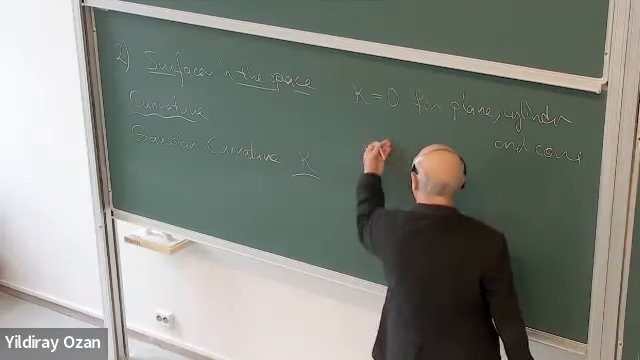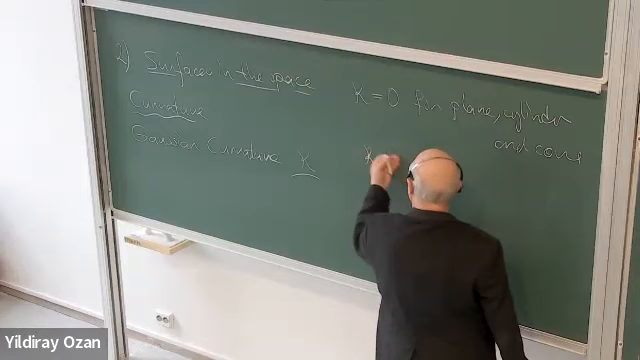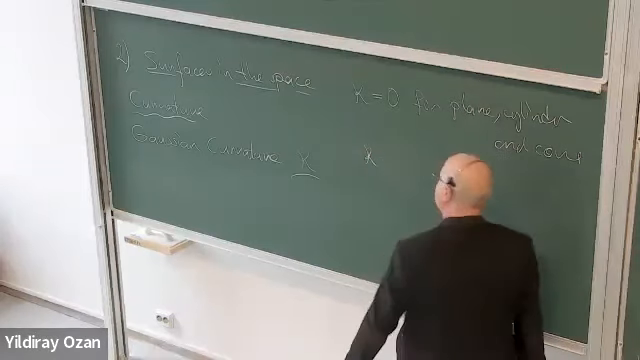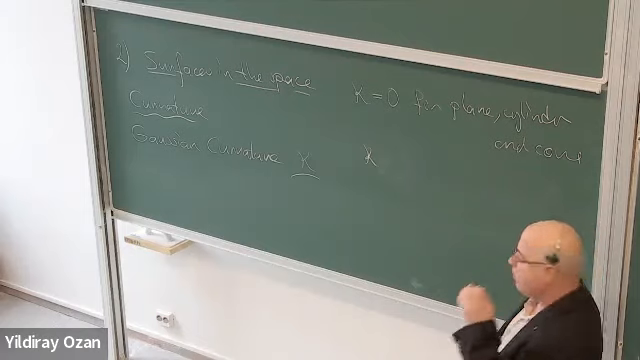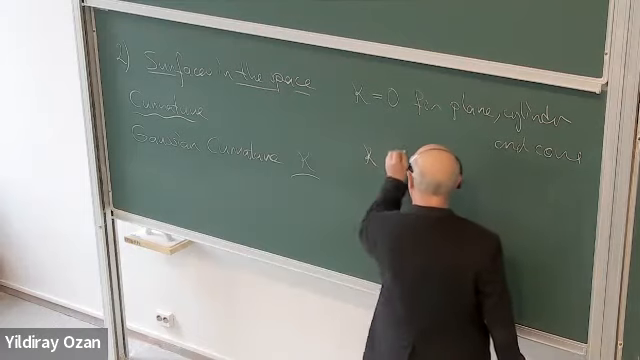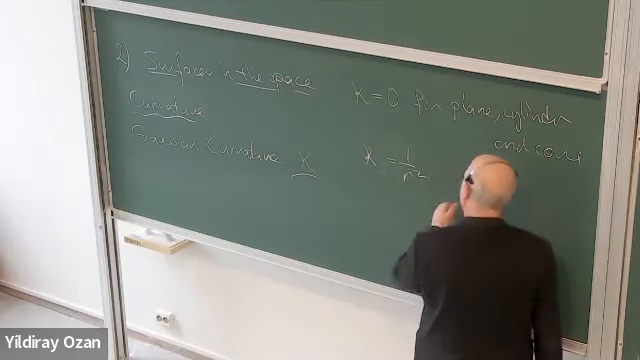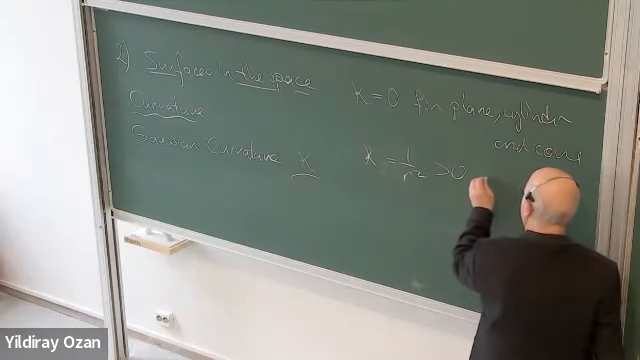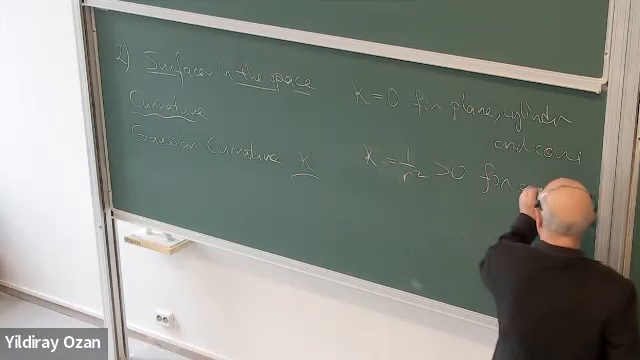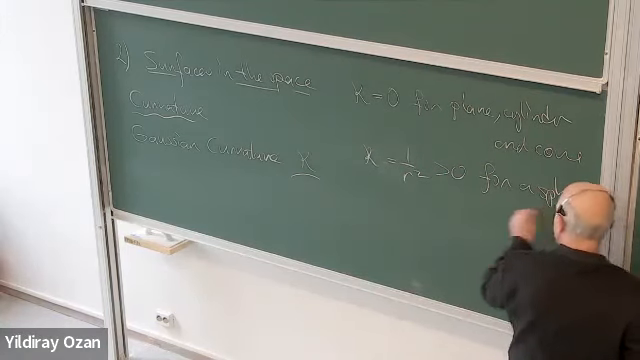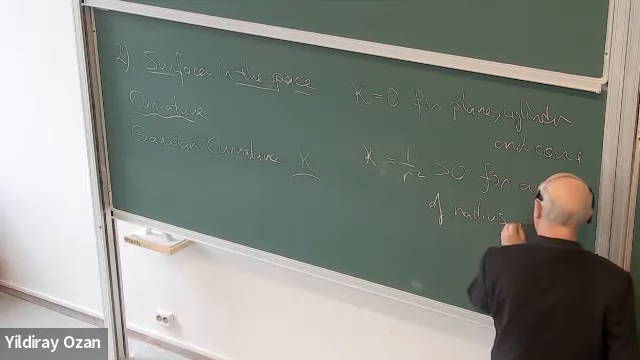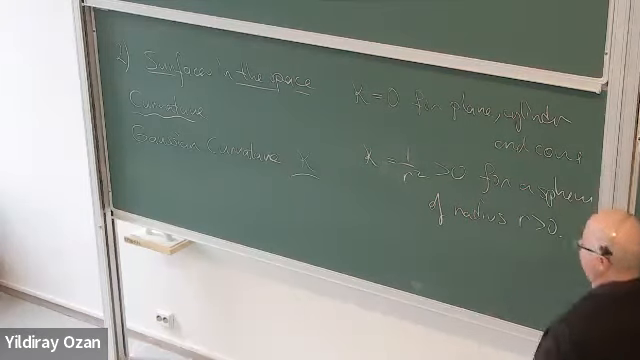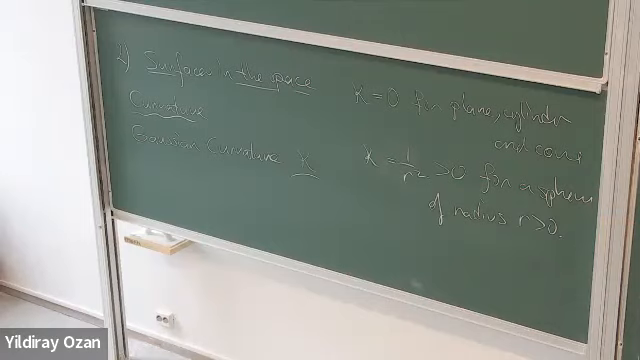Well, to be on the safe side, let me say yeah, it should be r squared, I guess. So it is positive for a sphere of radius r. Okay.